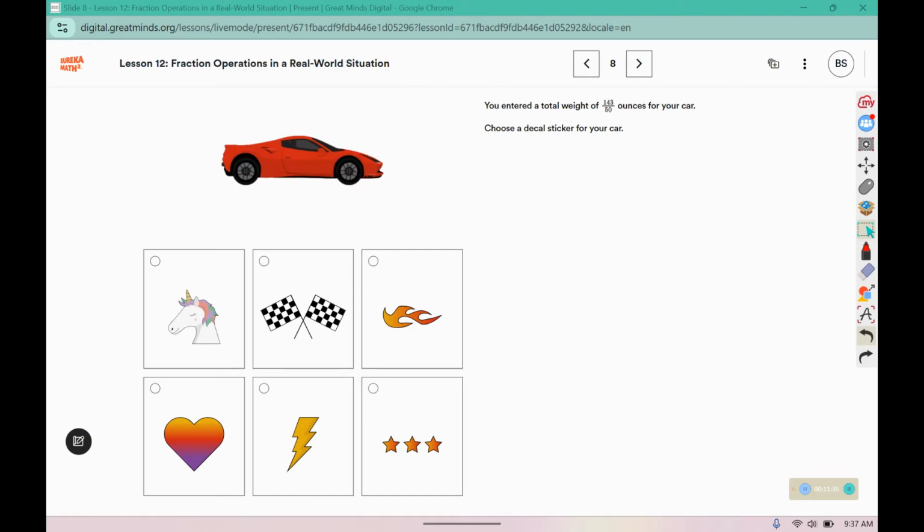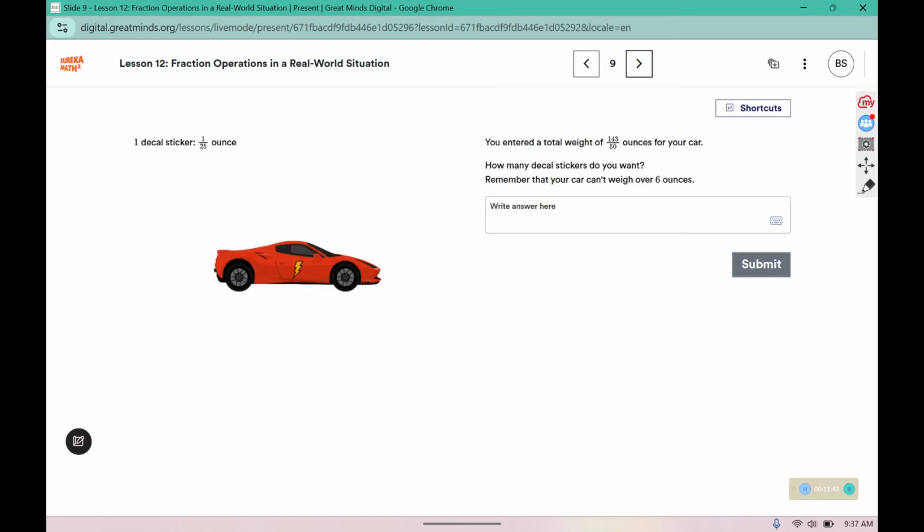Now we need to add some decals. I am going to add a lightning bolt. One decal sticker is 1/25 of an ounce. You entered the total weight as 143 over 50 ounces for your car. How many decal stickers do you want? Remember that your car can't weigh over 6 ounces.